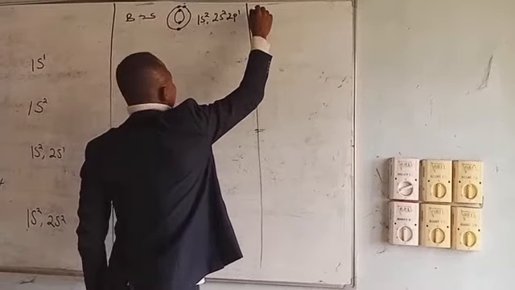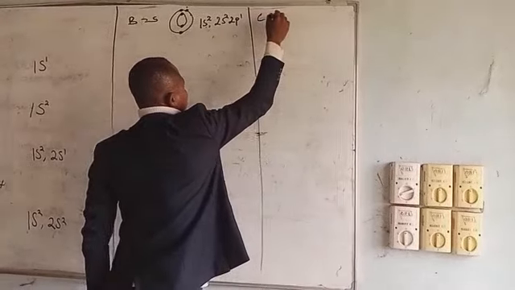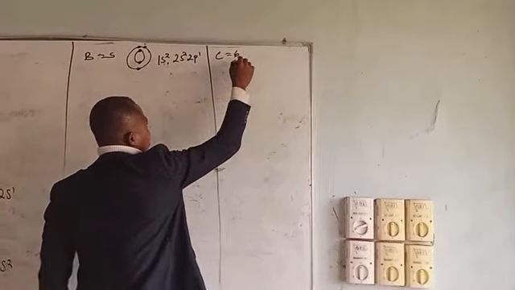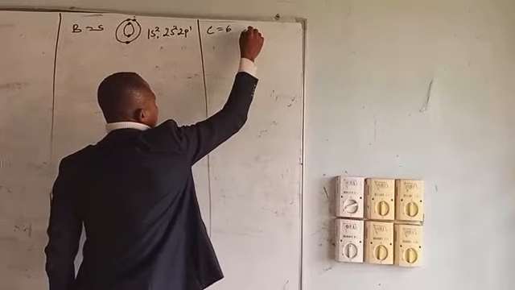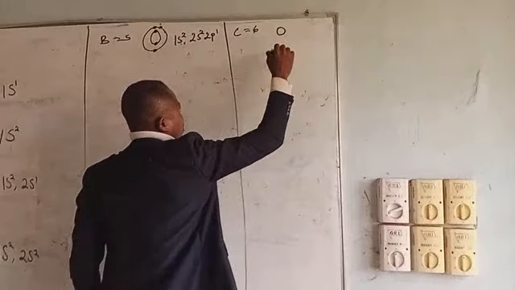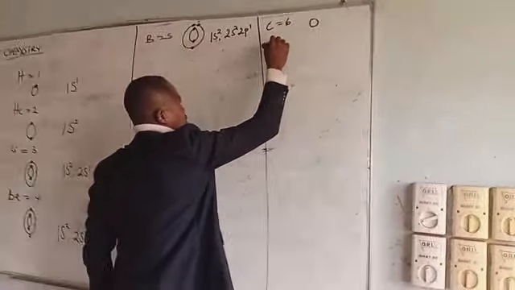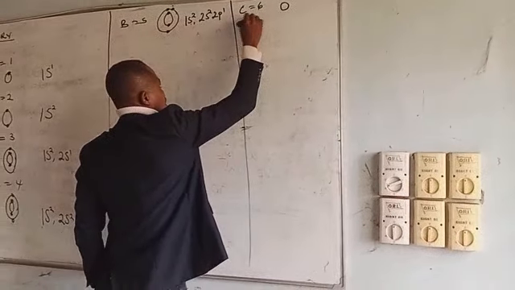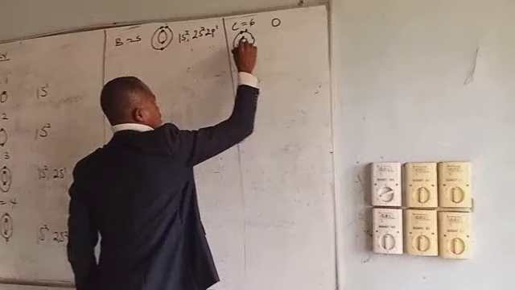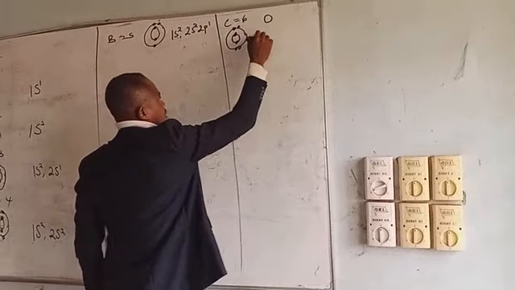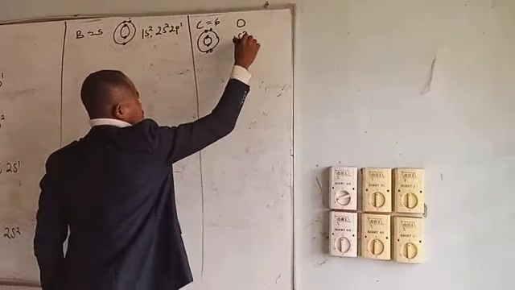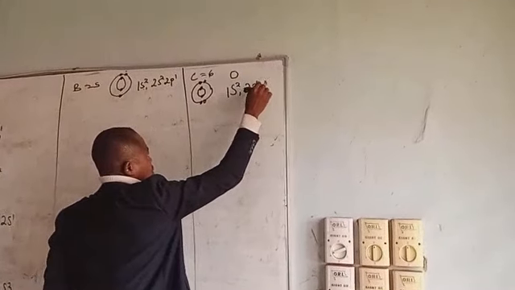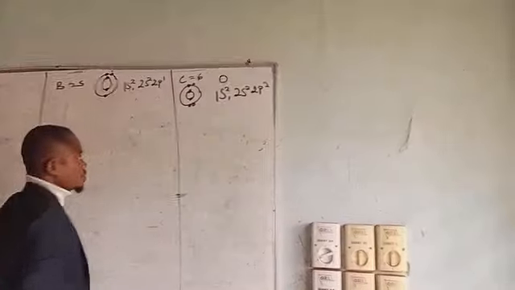Here I have carbon, 6. So I'm going to have 1, 2, 1, 2, 1, 2, 3, 4, 5, 6. In the SPD, I have 1s2, 2s2, 2p2.